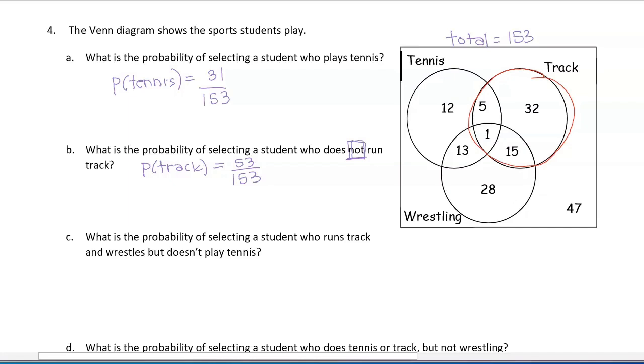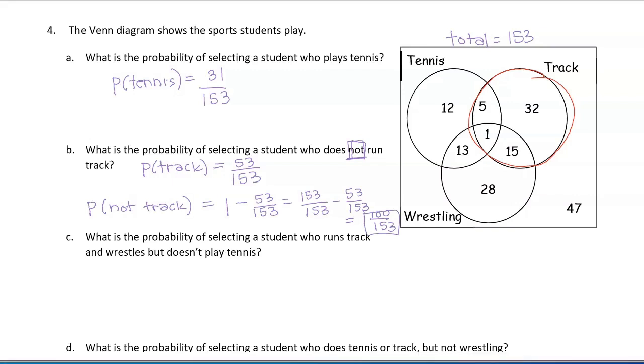But this problem is asking for those who do not run track. So that sounds like a complement rule to me. So the probability of not running track is going to be 1 minus those who do run track, which is 53 over 153. Then we want to convert our 1 to a number that has 153 in the denominator. This will equal 100 over 153. That is the probability. And if you want it in a decimal, again, you could put it in the calculator.